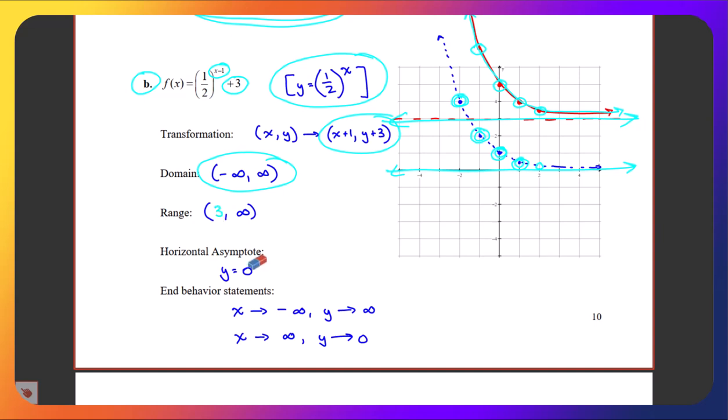And another oops, we didn't do the transformation. Y equals 3 is the horizontal asymptote. And so going to the left, the graph goes off to infinity. But going to the right, the y value gets closer and closer and closer. Let's fix this to 3.